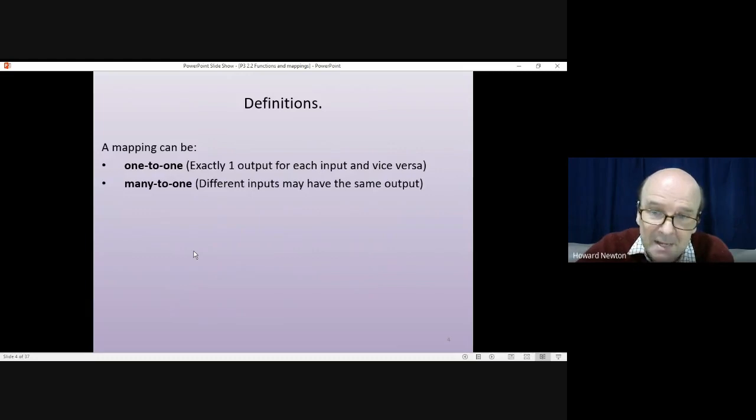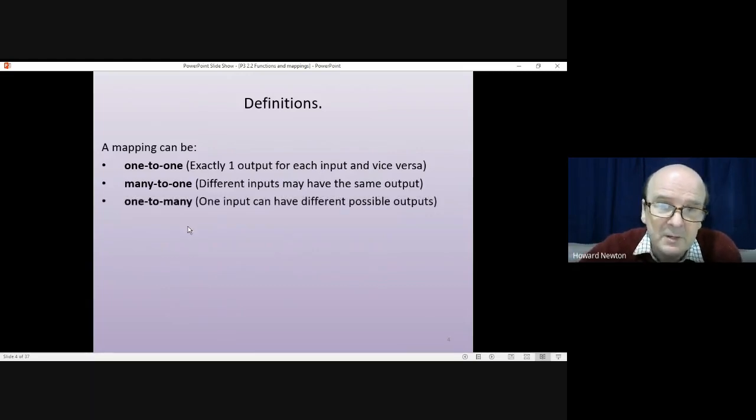A mapping can be many-to-one. That means different inputs may have exactly the same output. Or the other way around, a mapping can be one-to-many, which means one input could have different possible outputs. Now, this last case is a bit of a problem and does matter. It's one to bear in mind. It doesn't feel good when you say it. So you put a number into the function, and you don't actually know what's going to come out. There are different possibilities.